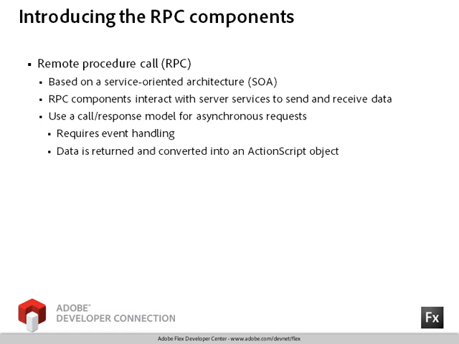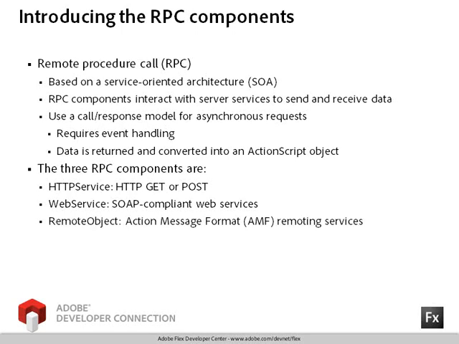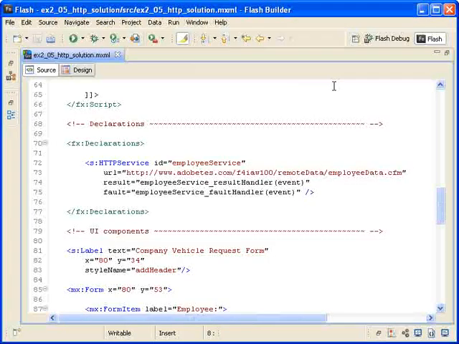The data is returned from the service and converted into an ActionScript object, which can then be used by the Flex application. The three RPC components are HTTP service to request and send data via the HTTP GET or POST methods, web service to work with SOAP-compliant web services, and remote object to access native server-side methods directly using the binary action message format or AMF services. In the next few exercises, you will experiment with all three RPC components.